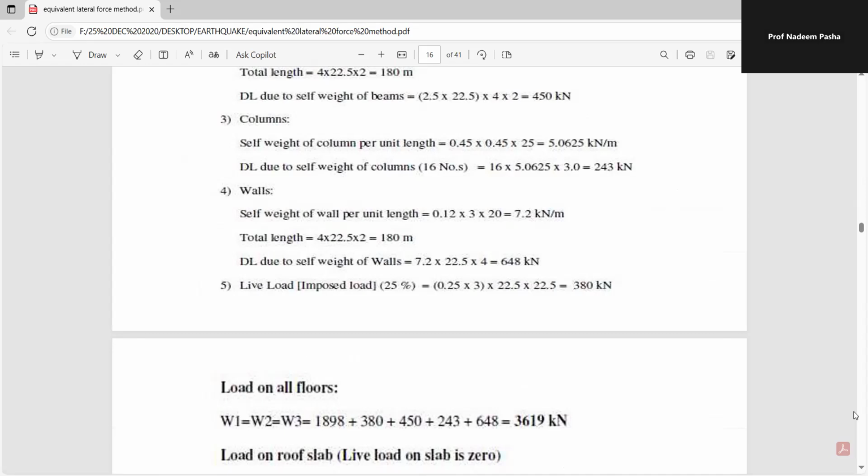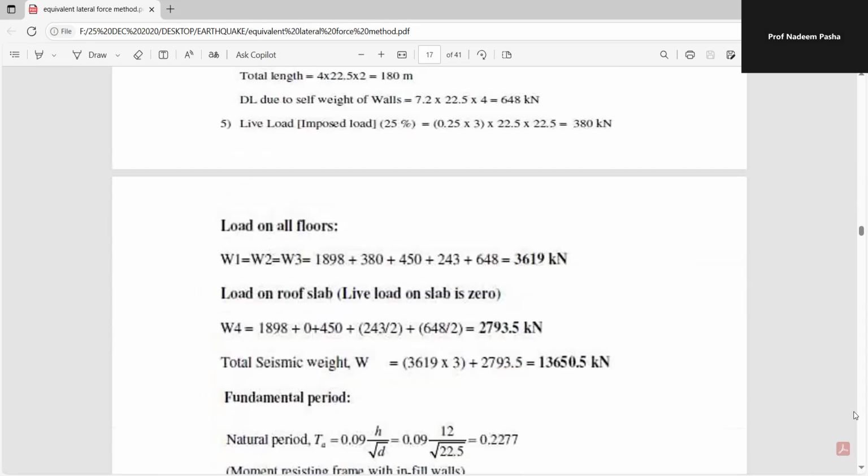Now the live load or imposed load is 25% of that load. So how much will it be? 0.25 into 3 into 22.5 into 22.5. It comes out to be 380 kilonewton. Now load on all floors: W1 is equal to W2 is equal to W3. How much is it? 1898 plus 380 plus 450 plus 243 plus 648.